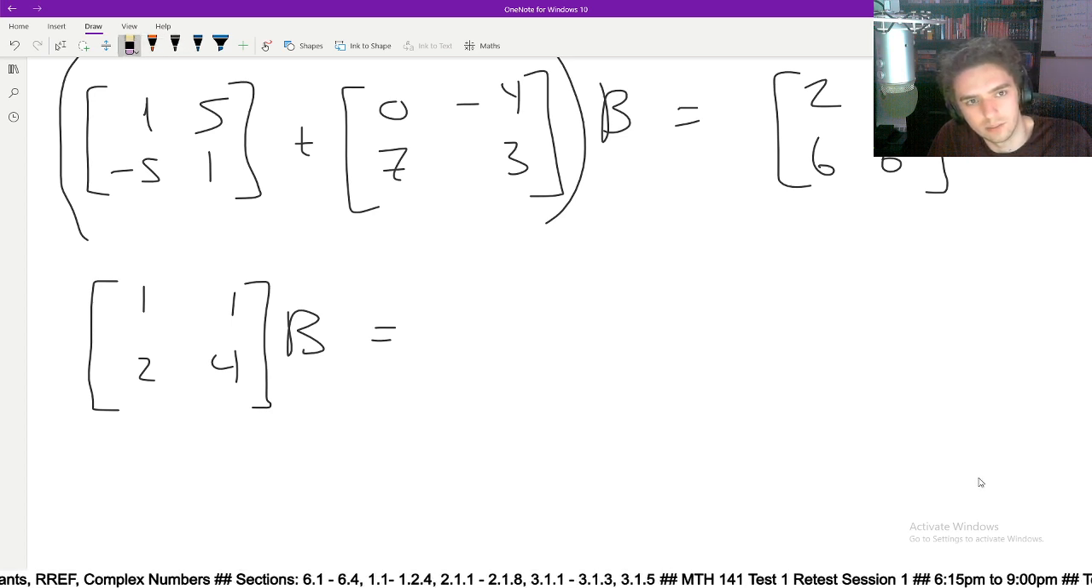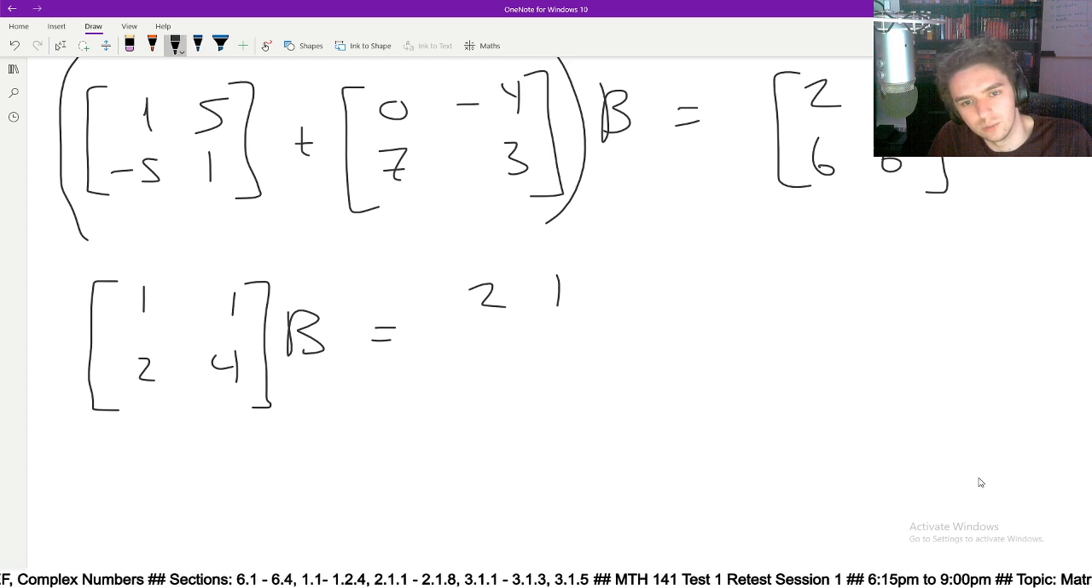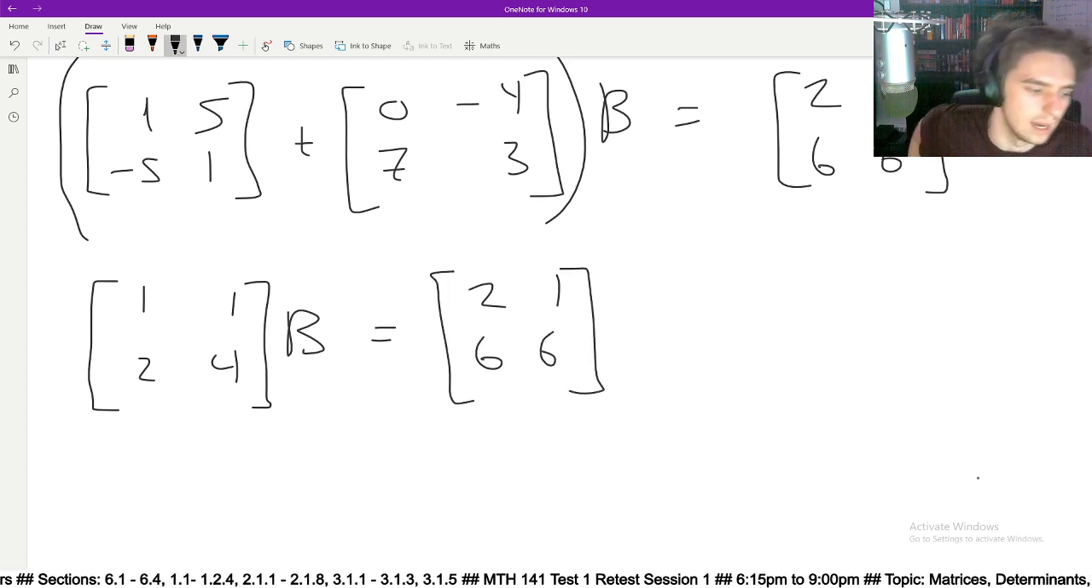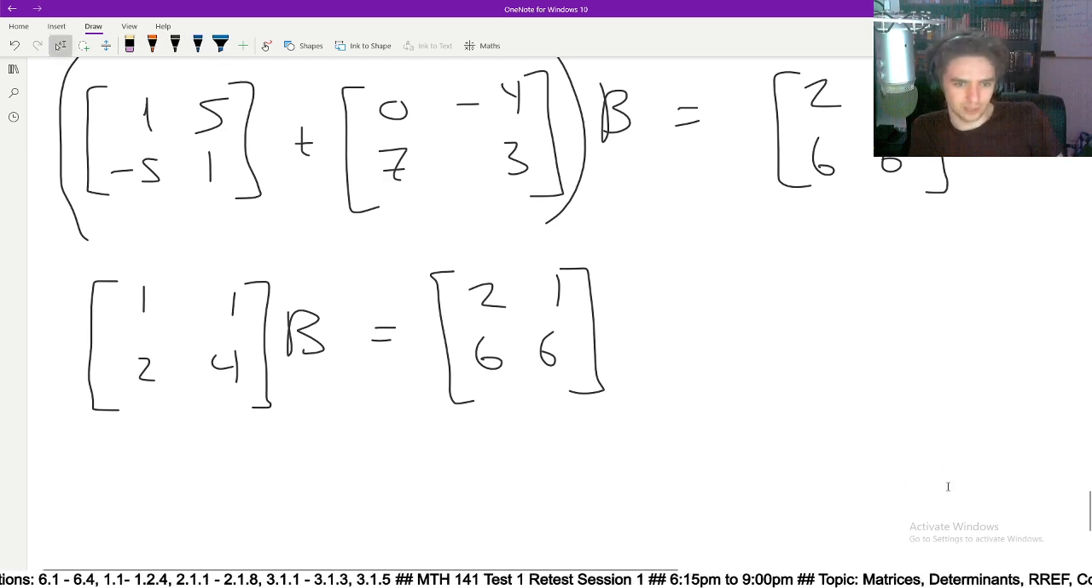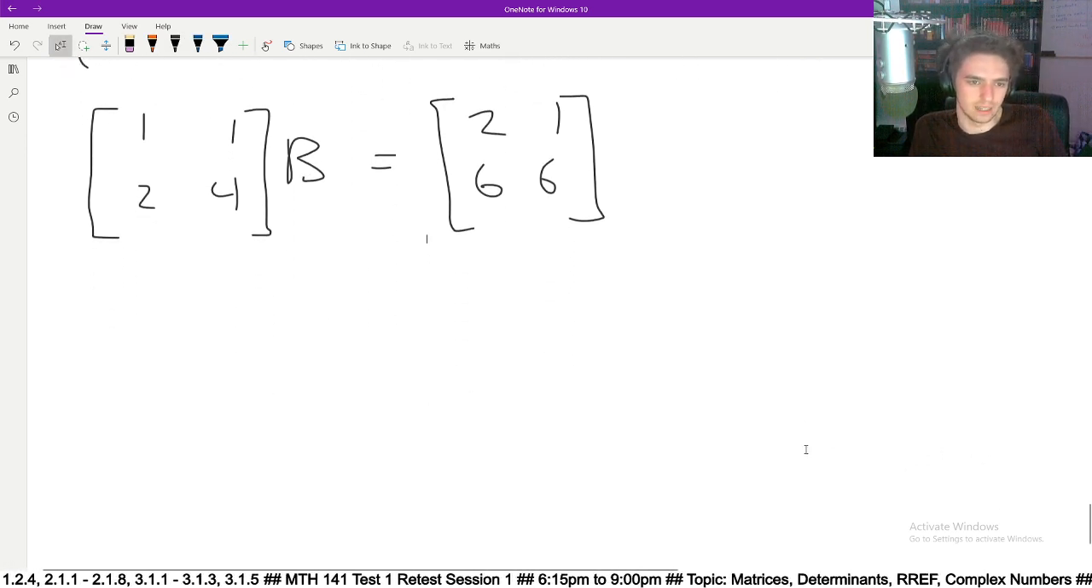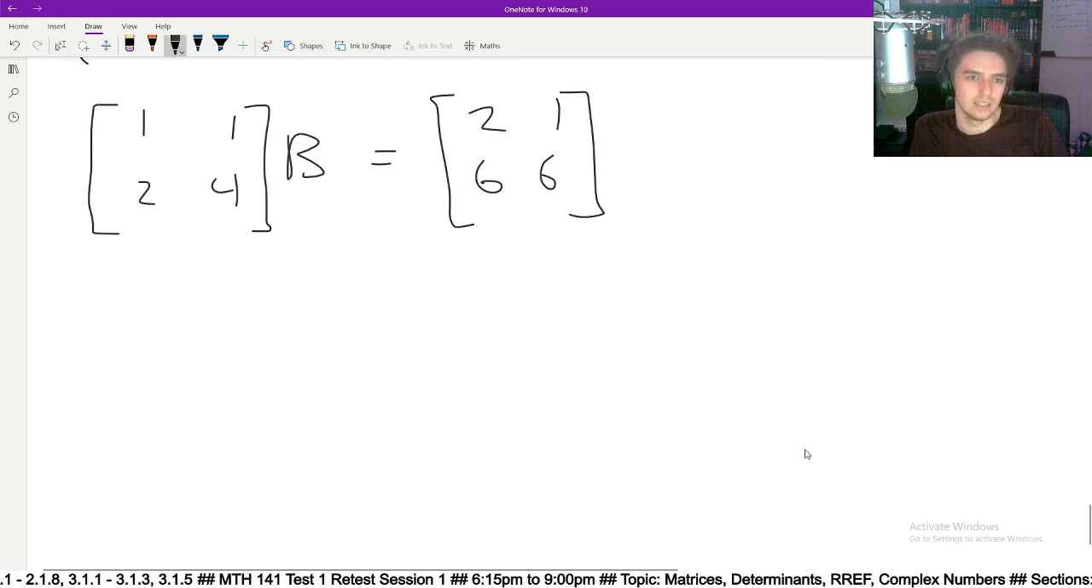Yes, it should be positive 2. 2, 1, 6, 6. Good. And so now I'm going to do the inverse. I'm going to multiply both sides by the inverse of this matrix. So first of all, what's the inverse of that matrix?